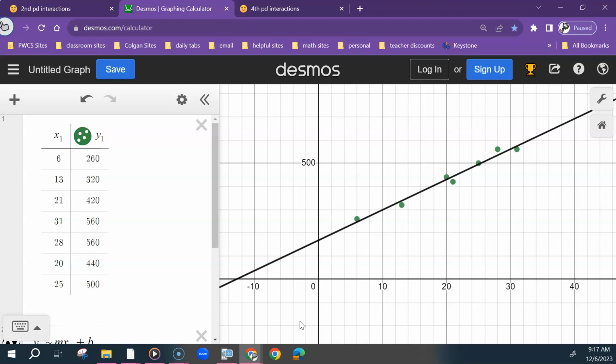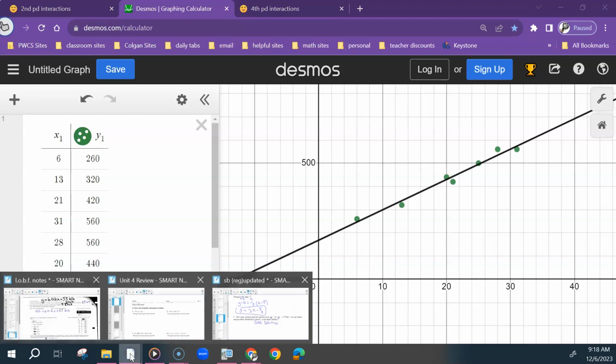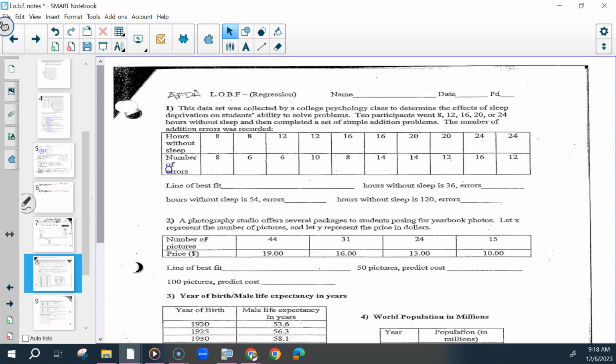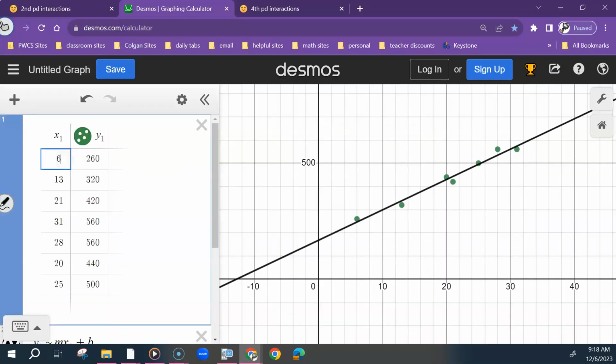For this table, we're talking about hours without sleep and number of errors. Would the number of hours without sleep depend on the number of errors, or would the number of errors depend on hours without sleep? Which of those would depend on the other? Number of errors would depend on hours without sleep. So this one is y, this one is x. So we can go ahead and put those into our table. I'm going to type them on my computer so it'll be faster that way.